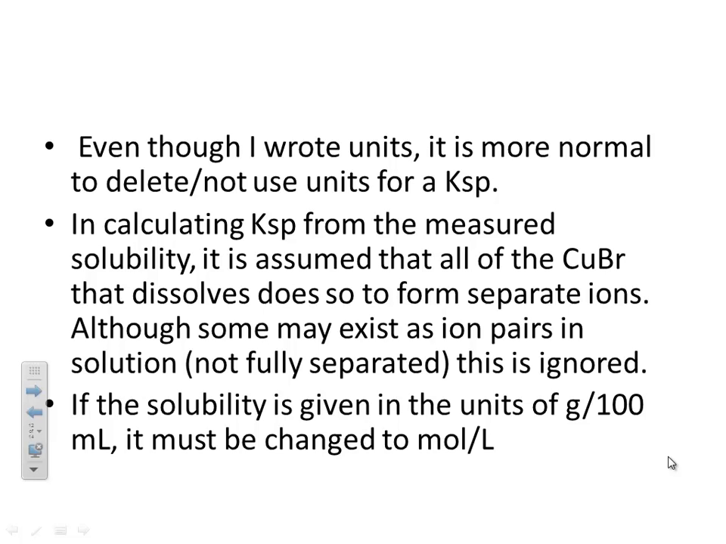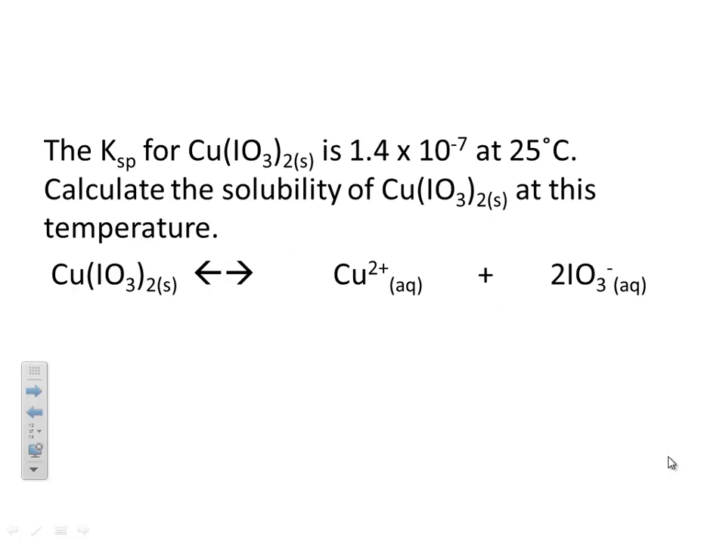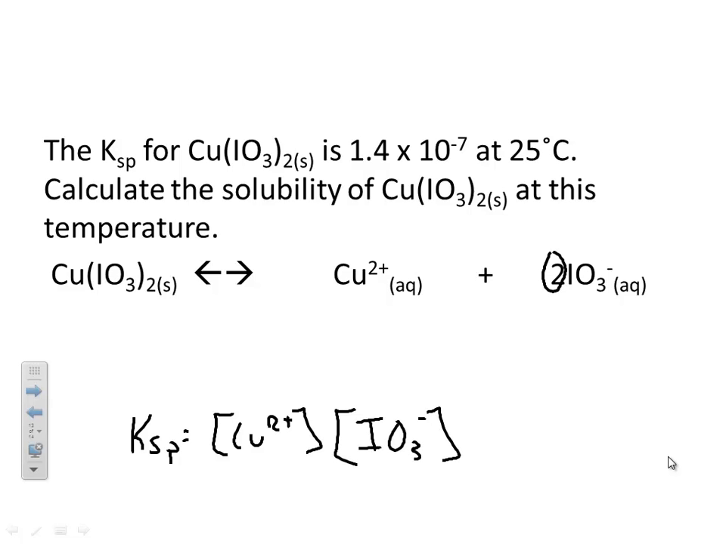Alright, let's look at another problem. For this one, we're given a KSP value and we're asked to calculate the solubility. So again, because of this, we can start off with our law of mass action and an ICE box. In this case, we have a slight difference because we have a 2 here for our coefficient. So our law of mass action is going to equal the concentration of the copper ion multiplied by the concentration of the IO3 minus, raised to the second power.